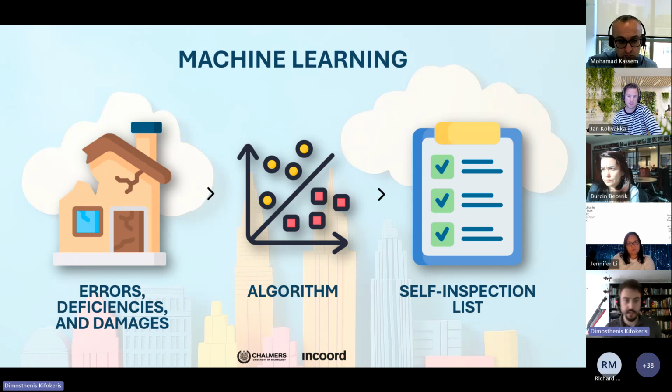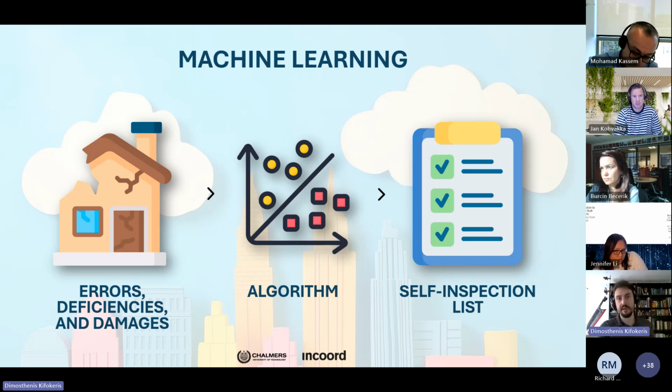And our initial idea was that, okay, so if we can study the particular context of a company and use the data that this company has in order to train a specific tailored machine learning system, then we can create some kind of self-inspection lists that can then be used by quality surveyors for the project of that specific company.